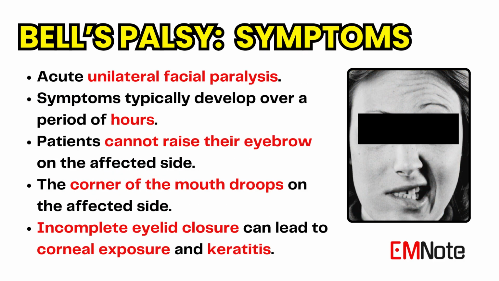Clinical features. Bell's palsy presents with an acute onset of unilateral facial paralysis, typically developing over a period of hours. Key clinical features include absence of forehead sparing. Patients are unable to raise their eyebrow on the affected side, with drooping of the corner of the mouth, and incomplete closure of the eyelids on the affected side, which can lead to corneal exposure and keratitis.